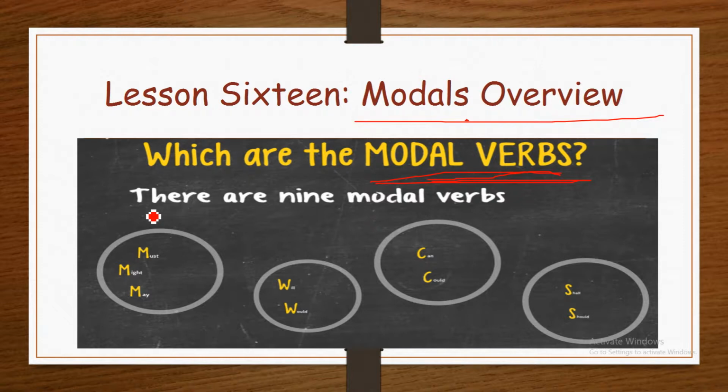There are 9 modal verbs: must, might, may, will, would, can, could, shall, and should. You have to recognize them. You have to know them, or you should memorize them: must, might, may, will, would, can, could, shall, and should.